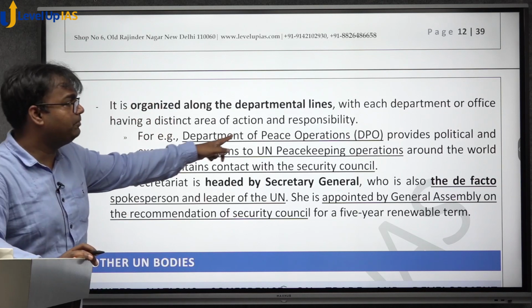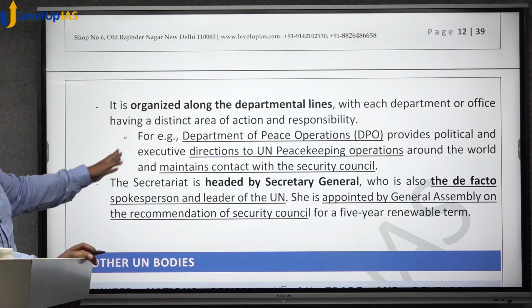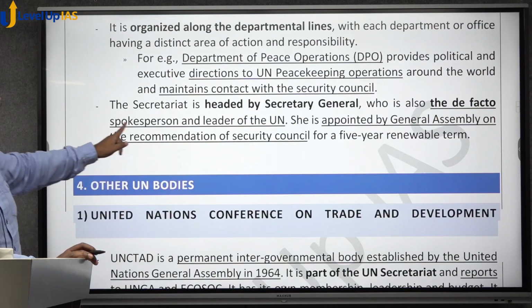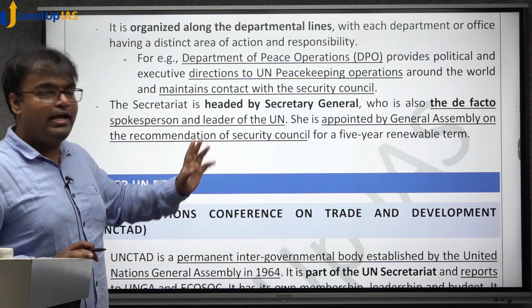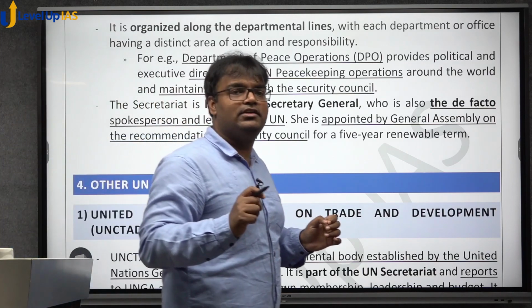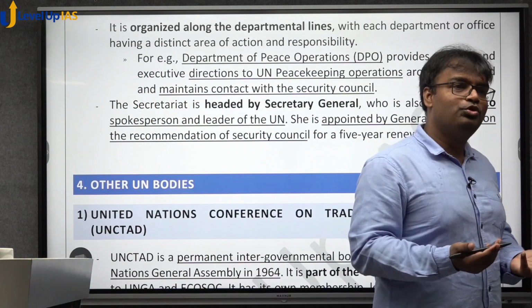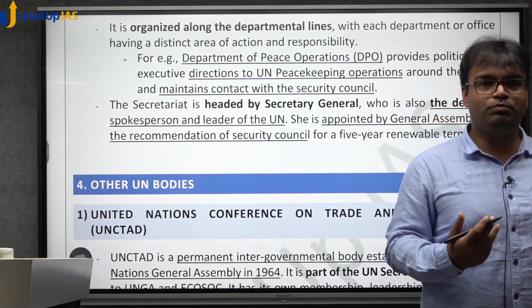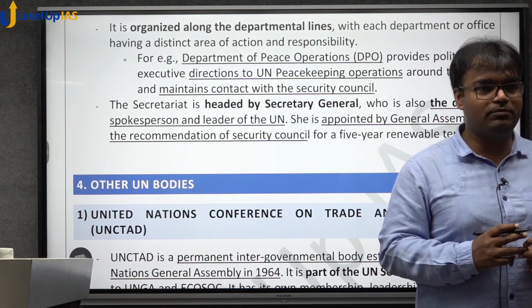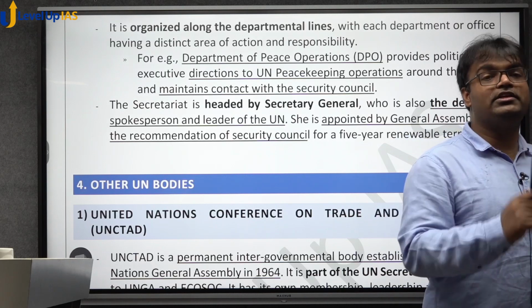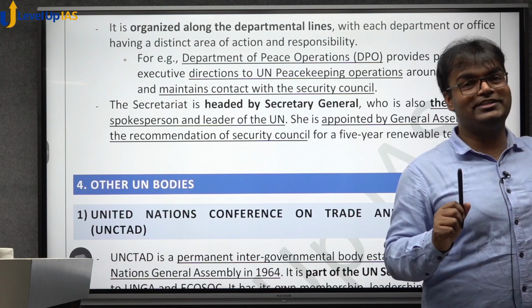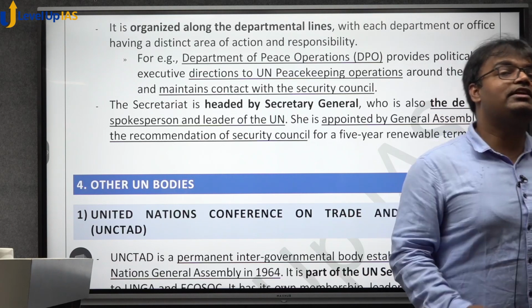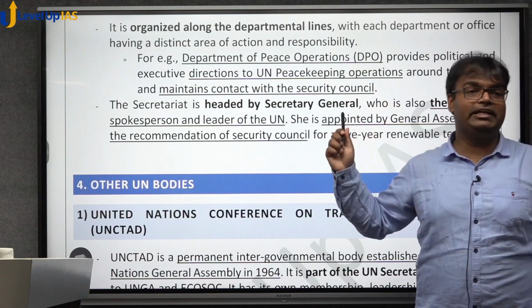For example, there is Department of Peace Operations which provides political executive direction to UN peacekeeping operations. The Secretariat is headed by Secretary General, and this Secretary General is generally the de facto spokesperson of the United Nation. तो जब यूनाइटेड नेशन की तरफ से कोई बोल रहा होता है, जनरली द यूनाइटेड नेशन सेक्रेटरी जनरल बोल रहा होता है, बट यूनाइटेड नेशन सेक्रेटरी जनरल इज नॉट द हेड ऑफ यूनाइटेड नेशन जनरल असेंबली. प्रेसिडेंट इज देयर. यूनाइटेड नेशन सेक्रेटरी जनरल इज द हेड ऑफ सेक्रेटेरिएट.